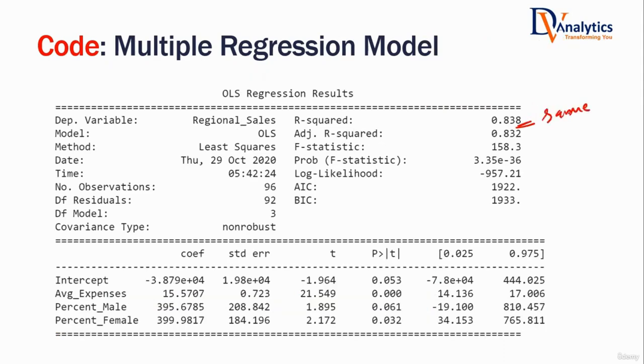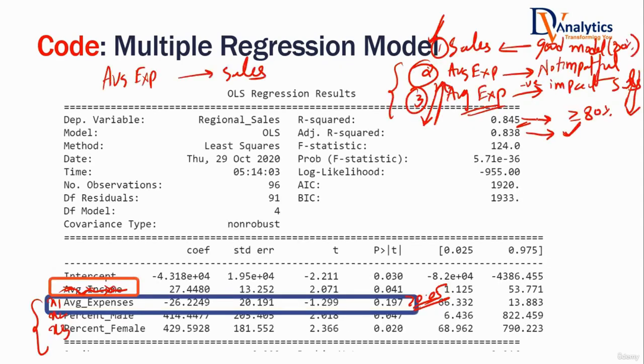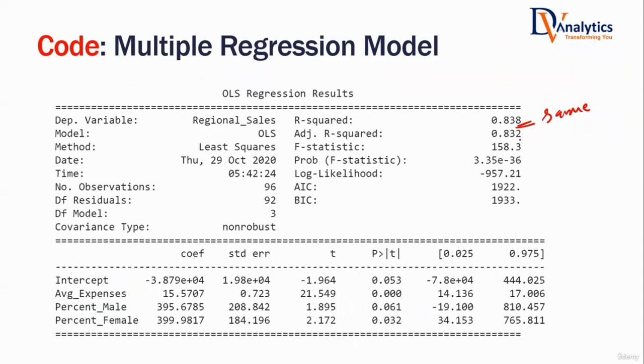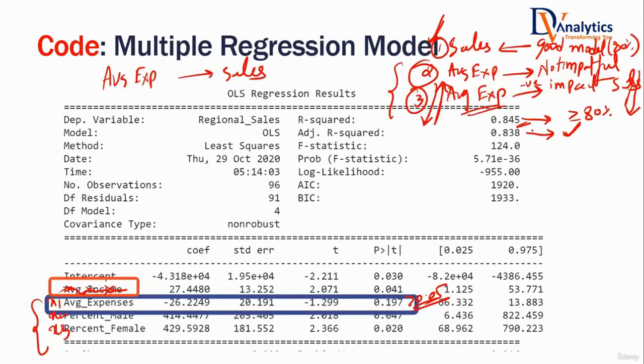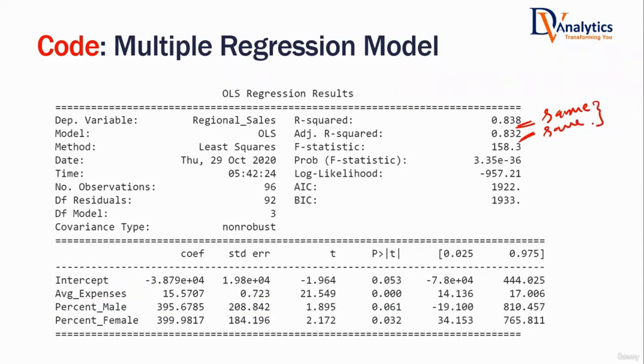From the model prediction point of view, this is not a very poor model. Can I say this is a very poor model? This is a very good model? No, sir. What about adjusted R square? Almost the same, sir. 83.2. Almost no difference at the overall model level. Can I make that statement? Yes, sir.